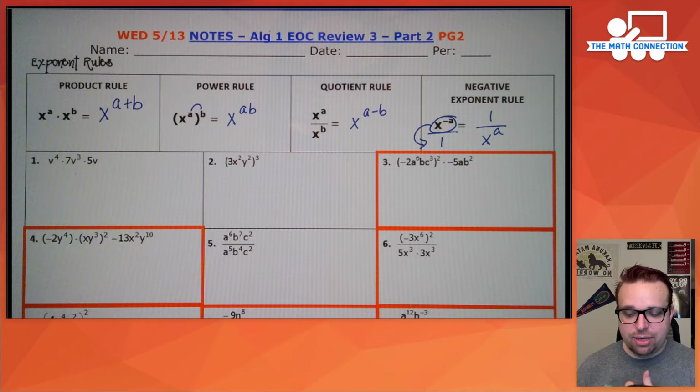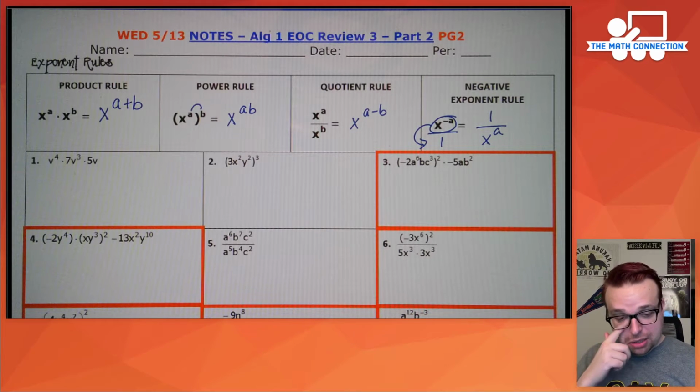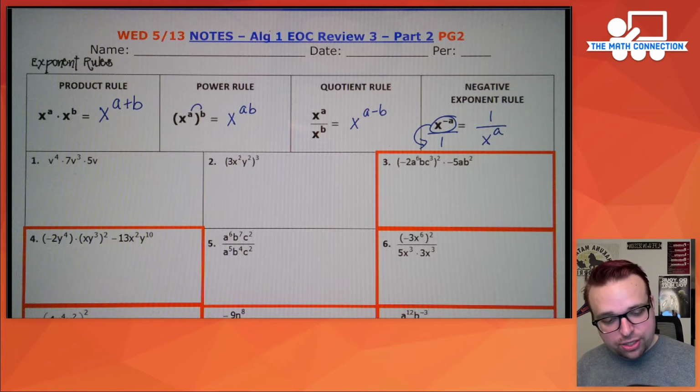All right, let's do some examples. The ones that you see in orange are your example problems that you're going to do for classwork. Okay, so let's look at the first question, numero uno.